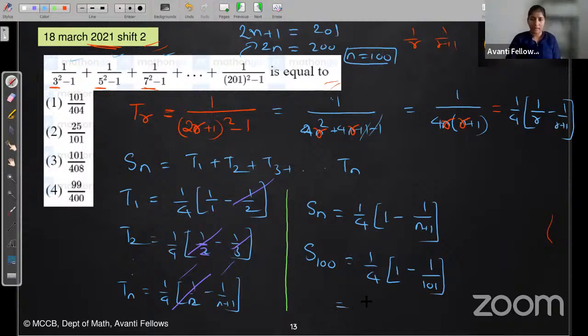Now just open this bracket. You will get 100 divided by 101 into 1 by 4. So it's going to be what? 25 divided by 101. So now tell me which is the option. So our right option is option number 2. So is it clear to you? Any doubt in this? Any doubt in this question? Let me know if you have any doubt in this question.